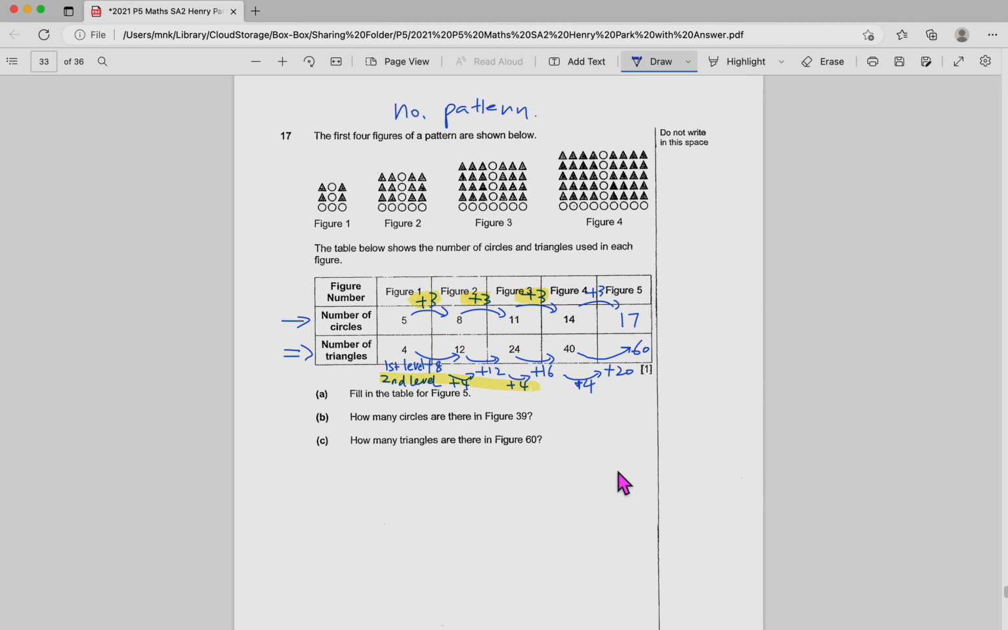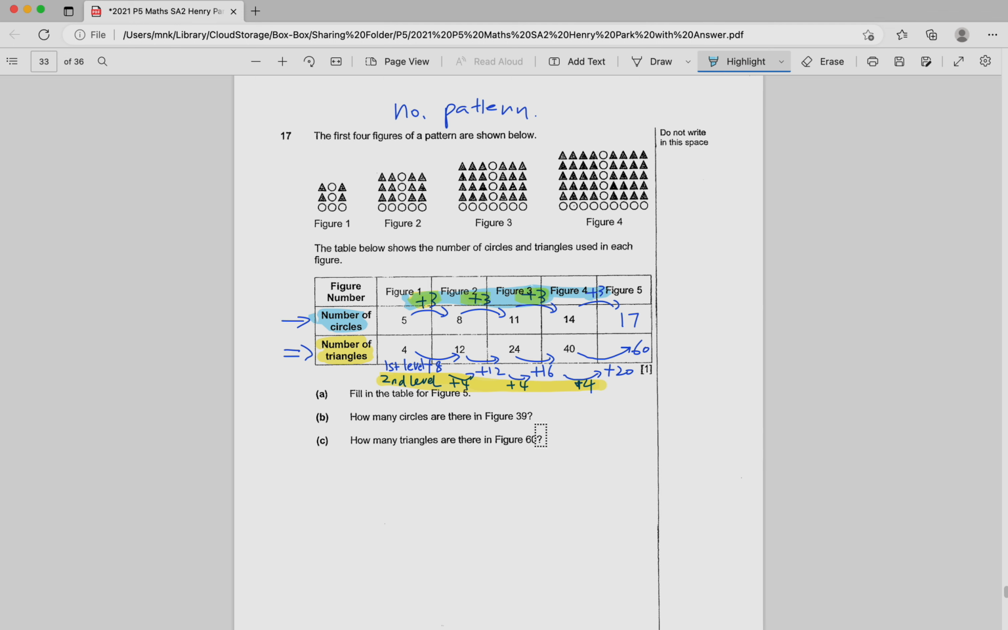So only the second level difference is the same for the number of triangles. For the number of circles, maybe I use a different highlighter. For the number of circles, the first level difference is already +3. So that's how you get 17 and 60.